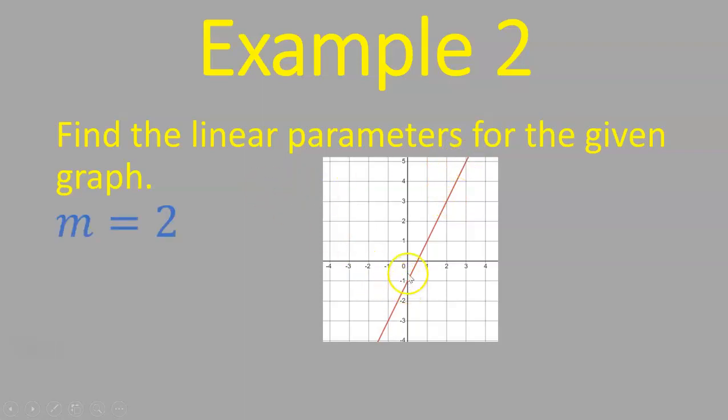Your y-intercept, from a graphical standpoint, is where it crosses the y-axis. So that would be -1 in this case. So instead of y equals mx plus b, we can say y equals 2x minus 1. Again, in a linear situation, the parameters are the numbers that have sense in this situation.